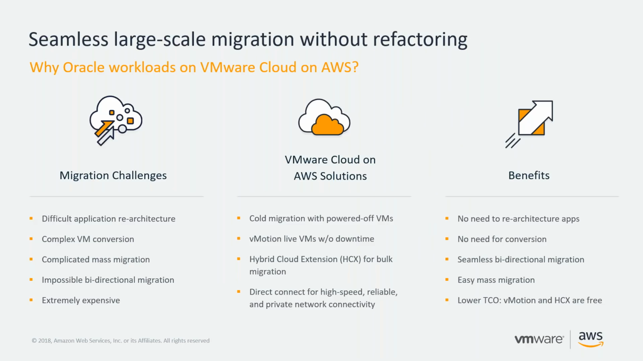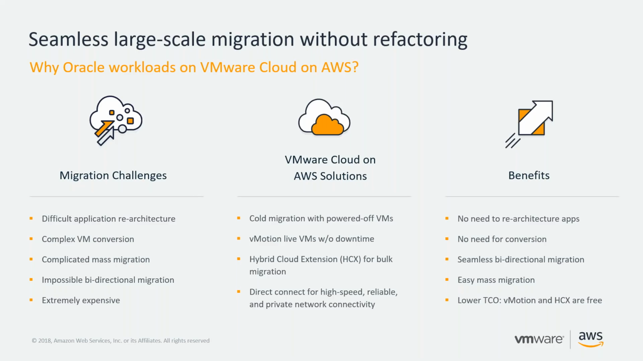So with the seamless large-scale migration without refactoring, why would Oracle workloads on VMware Cloud on AWS make sense? As far as migration challenges: difficult application re-architecture, complex VM conversions, complicated mass migration, impossible bidirectional migration, and extremely expensive. So as you can see, we are eliminating those challenges.